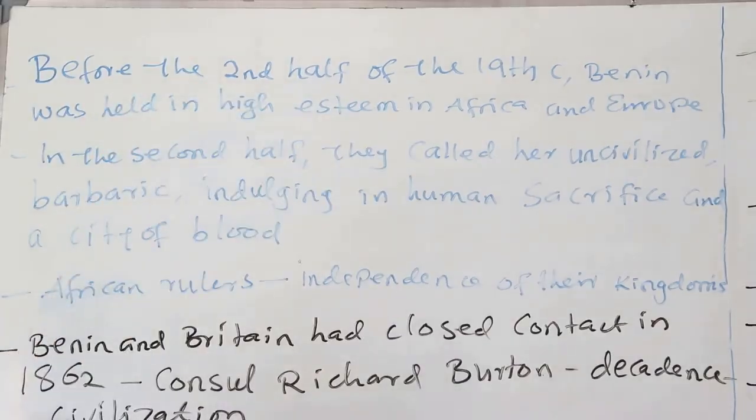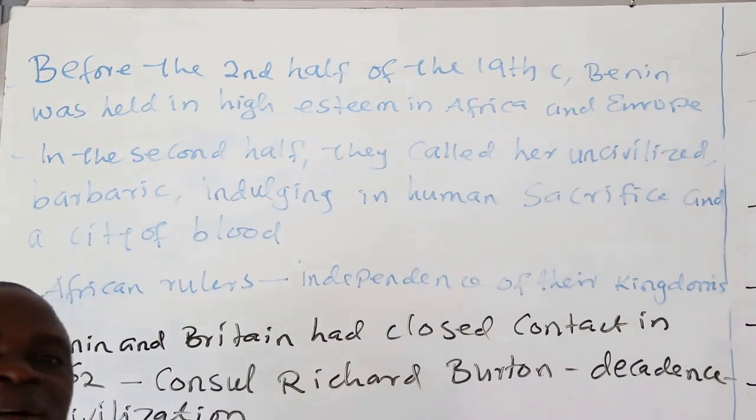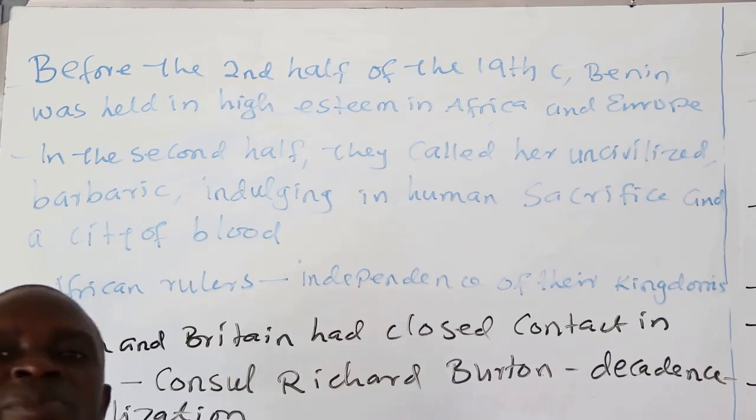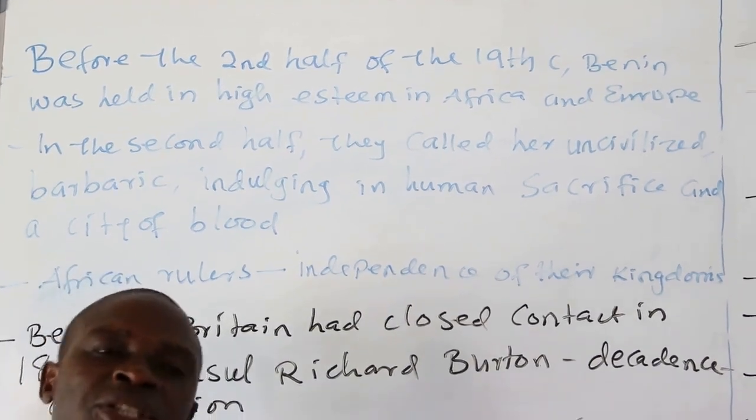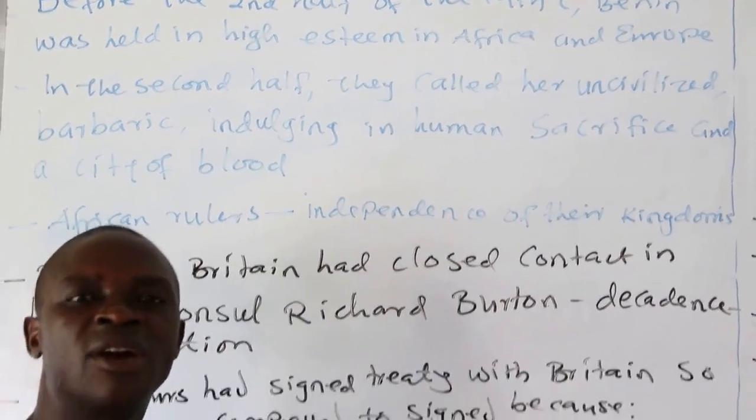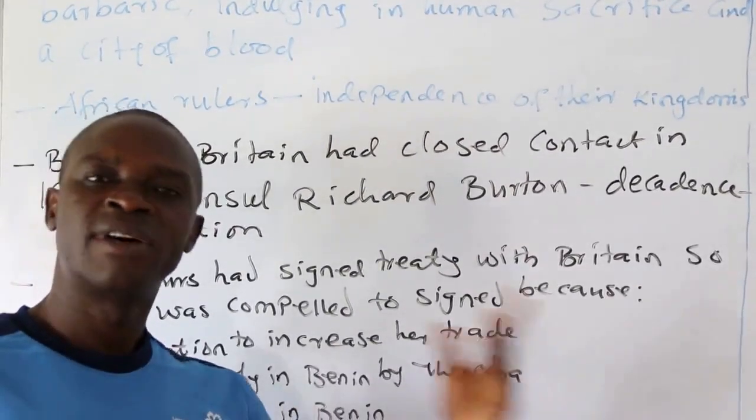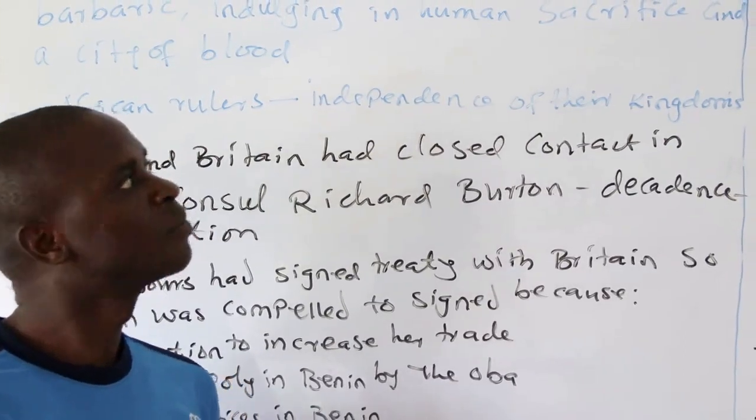Before the second half of the 19th century, Benin was held in high esteem. She was highly respected, not only in Africa, but even outside Africa, especially in Europe, because of a high level of civilization, especially in arts. Now, Benin in the 18th century was already popular because of bronze work, most especially the Festa head. And because of that, most of these European countries were rushing to Africa in order to establish contact with that advanced kingdom located in Africa.